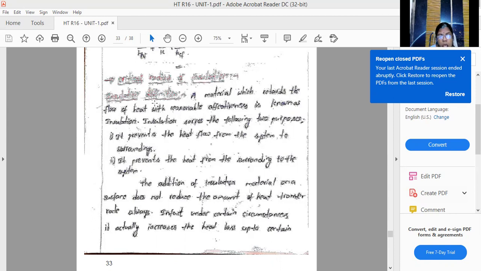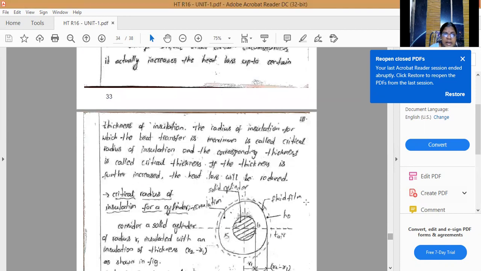So when we add an insulation material on a surface, it does not always reduce the heat transfer rate. In fact, under certain conditions, it actually increases the heat loss, up to a certain thickness of insulation. The radius of insulation for which the heat transfer is maximum is called the critical radius of insulation.